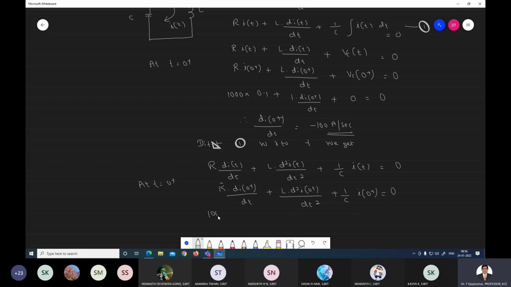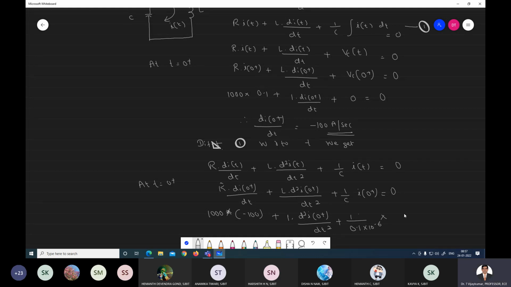R is 1000 and dI of 0 plus is minus 100, plus L is 1 Henry, and d square I of 0 plus divided by dt square, plus 1 by C. What is the C value? 1 microfarad. Sir, it's only 0.1 microfarad. Note, C value is equal to 0.1 microfarad.